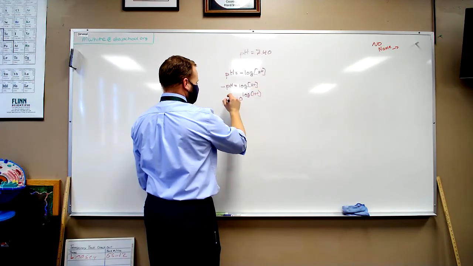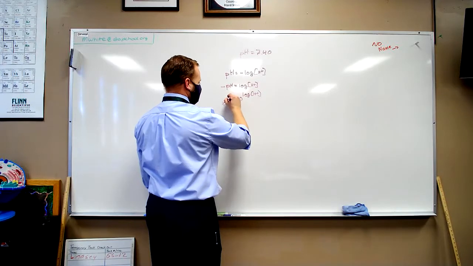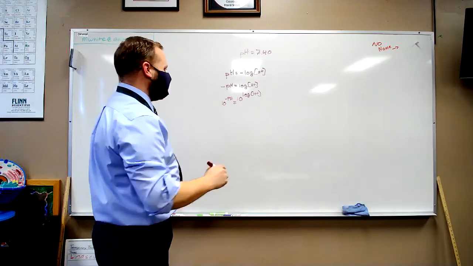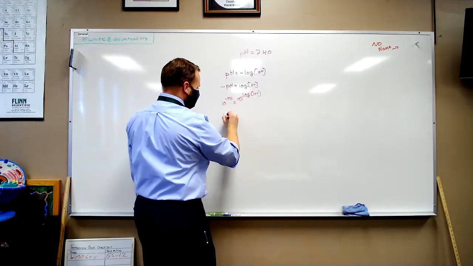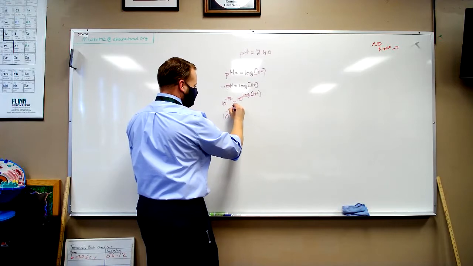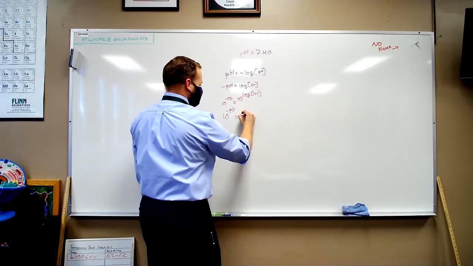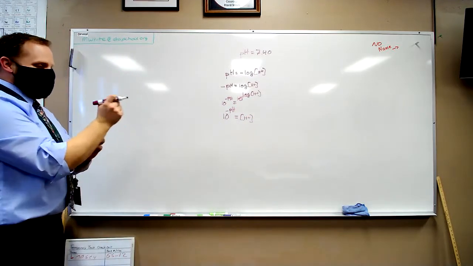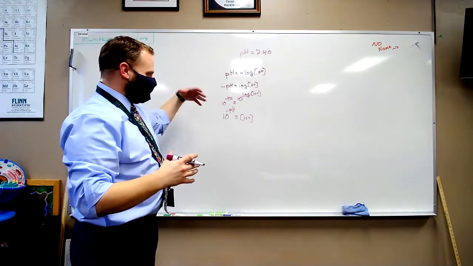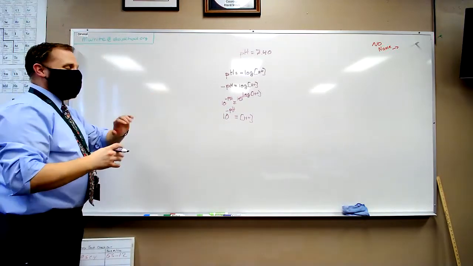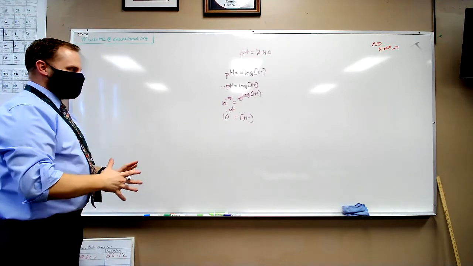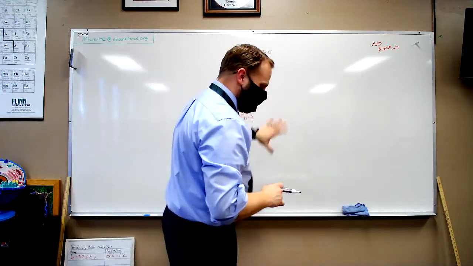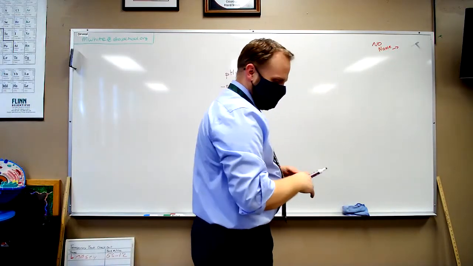So we have to do 10 to the power of whatever it is on both sides. Okay, so now that cancels out. So 10 raised to the negative pH equals that. Okay, so once again, if you understand logarithms, that makes sense. If logarithms are new to you, just memorize this: if you want to get rid of log, 10 to the power of.